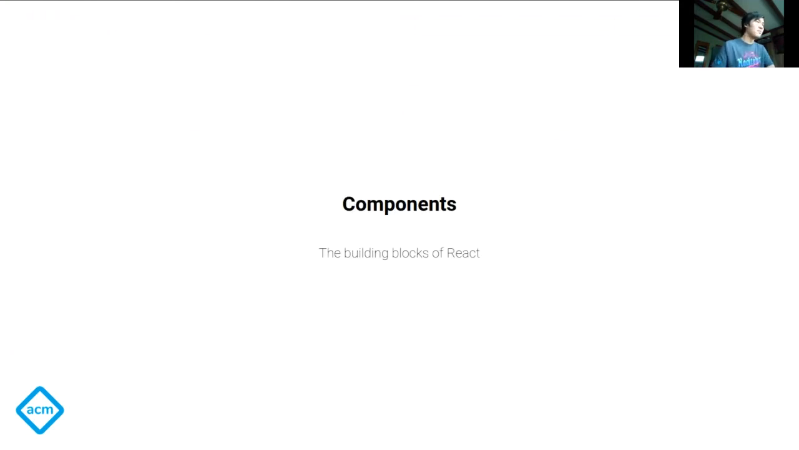So we're going to start with components, and that's essentially the building blocks of React. Everything in React is considered a component if it's not like a div. We can nest components inside of each other, and this prevents a lot of code duplication, and you can reuse a lot of the code.